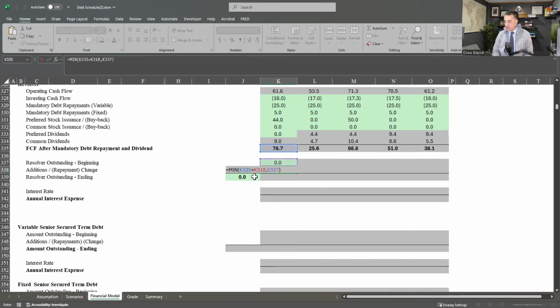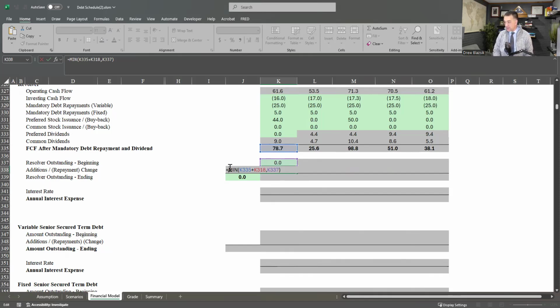If we don't have a negative cash flow, it will take the minimum between that and the revolver, which would automatically be the revolver. Okay. If it's zero, that's the minimum. That means we're adding nothing to the debt. If it is positive, we'll automatically pay it off. Hopefully that makes sense there.